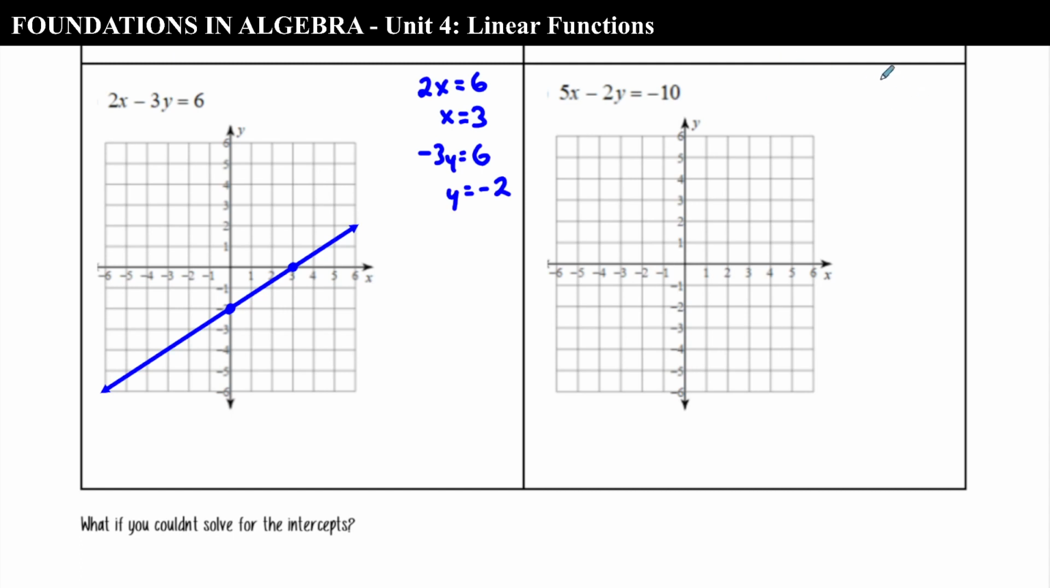And then finally we have 5x equals negative 10. Divide each side by 5 and you get x equals negative 2. You have negative 2y equals negative 10. Divide each side by negative 2 and you get y equals 5. So x is negative 2, y is 5. Oh, I'm sorry, yeah, that's right. And we draw our line through that.